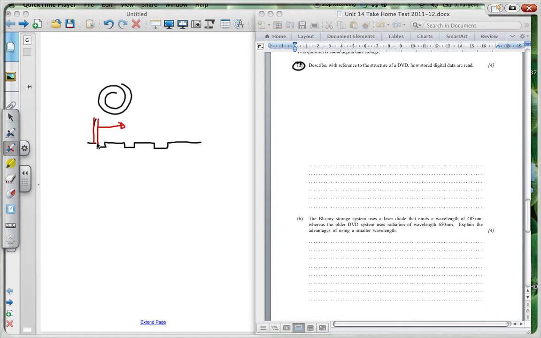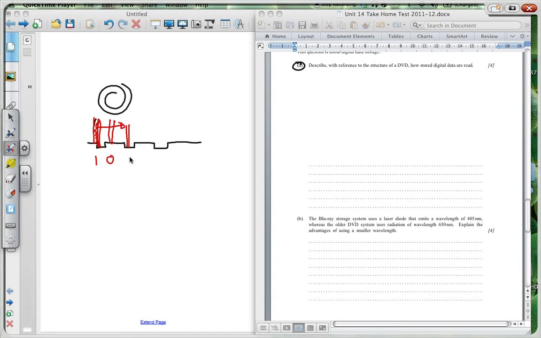And when it goes over, where you've got an edge, this will cause destructive interference and it will read as a 1. But if it goes over where there is no edge, something like that, then it will have constructive interference and it will read as 0. So the same down over here.